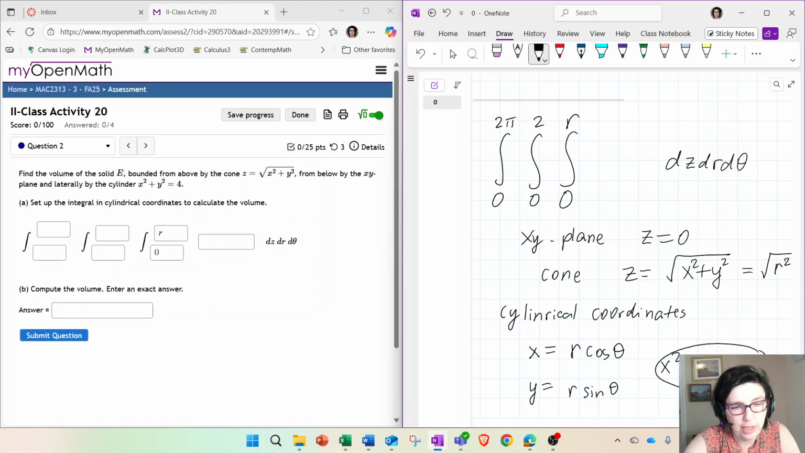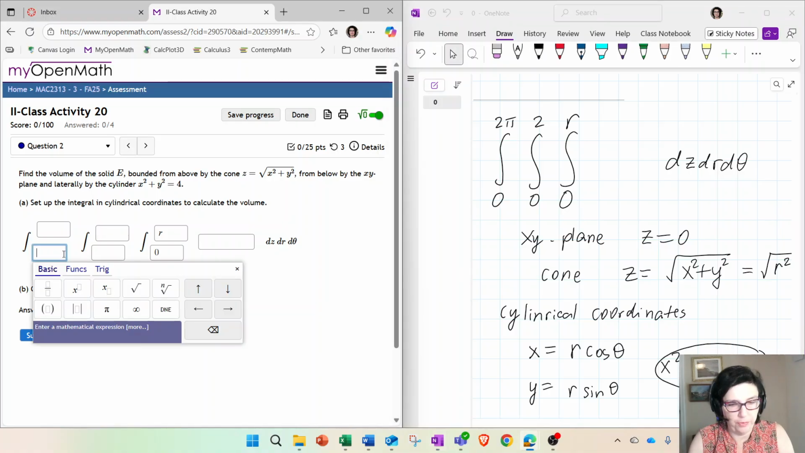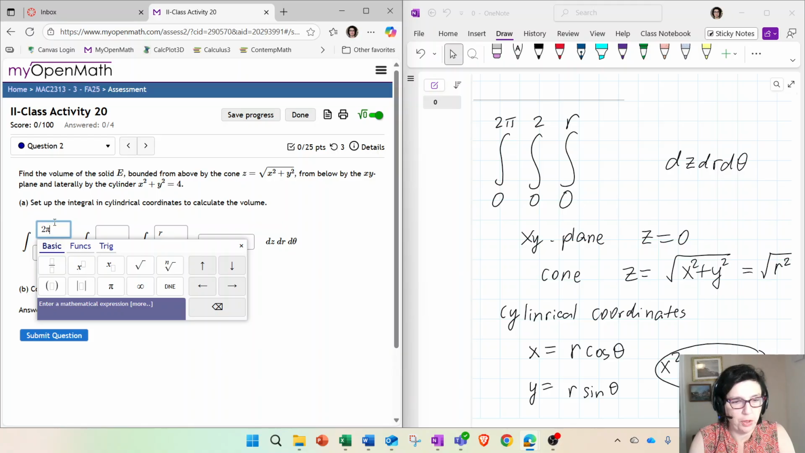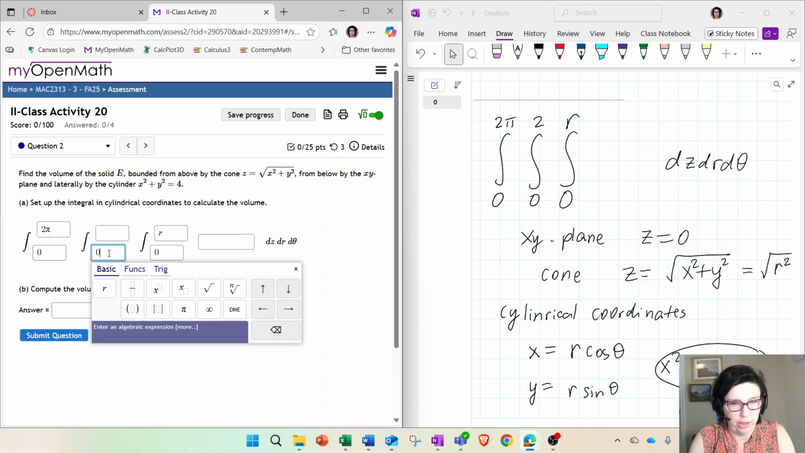Now, the next thing we need to figure out, so let me just fill these out already. We need to figure out, okay, what are we actually integrating here?